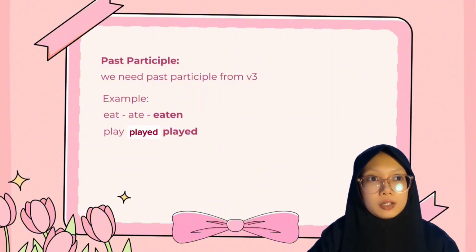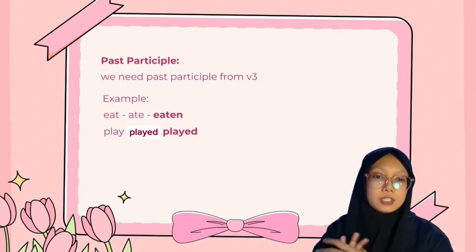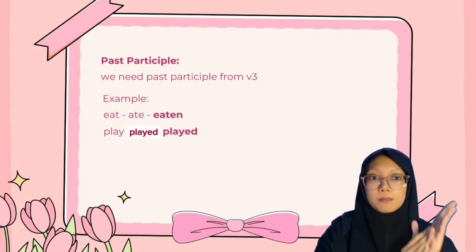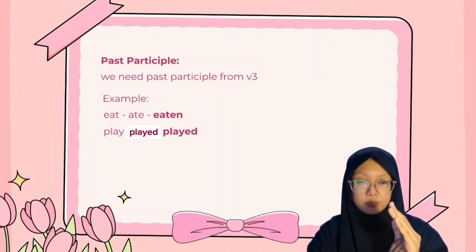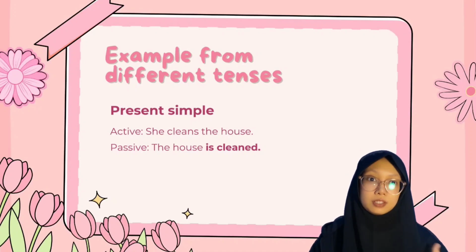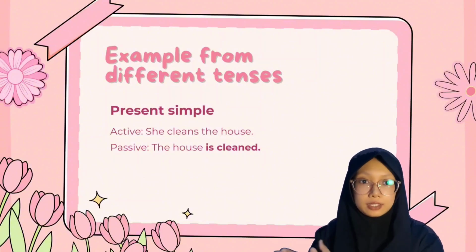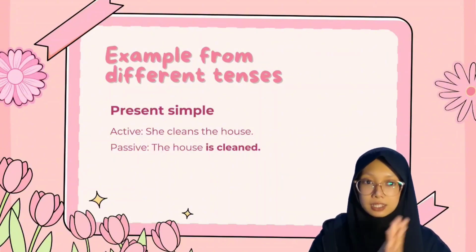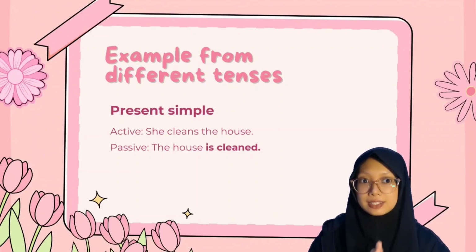Okay, for another example, the past participle we usually call verb 3 is like play, played, played. We use the played for the passive voice. Okay, let's see examples from different tense. First, from present simple. In active, she cleans the house. In passive, the house is cleaned.